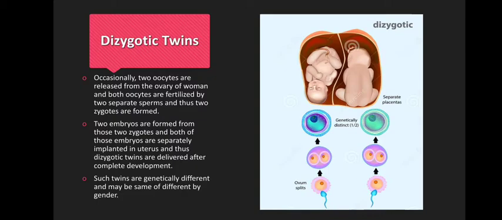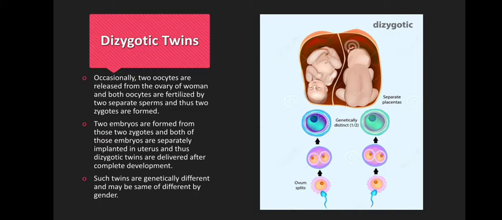Moving on to the next, that is dizygotic twins. Occasionally, two oocytes are released from the ovary of a woman, and both oocytes are fertilized by two separate sperms, leading to the formation of two different zygotes. Two embryos are formed from those two zygotes, and both of those embryos are separately implanted in the uterus, and thus dizygotic twins are delivered after complete development.